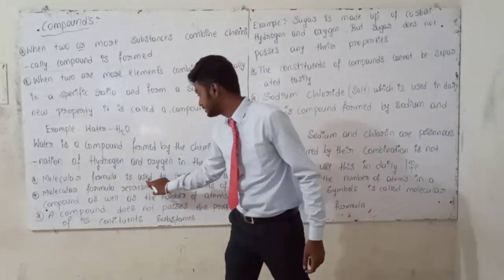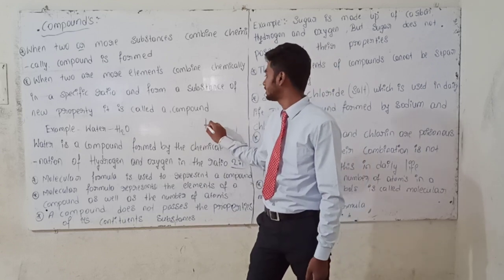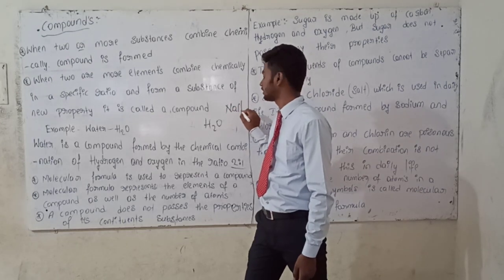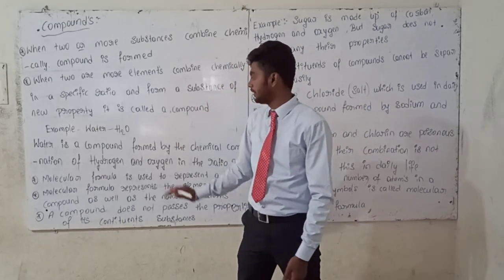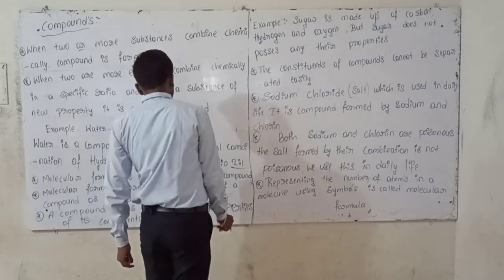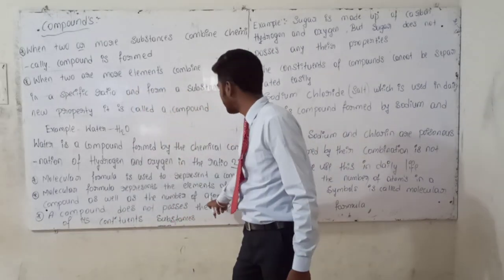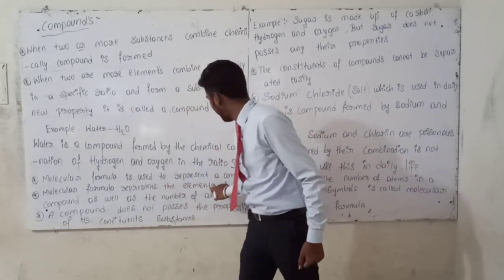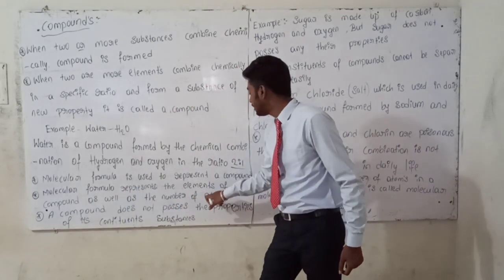Molecular formula is used to represent compounds. As already told, for example, water is represented by H2O, and salt as NaCl. Next, the molecular formula represents the elements of a compound as well as the numbers of the atoms.